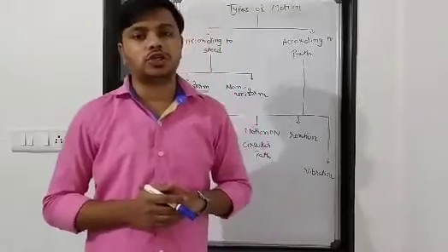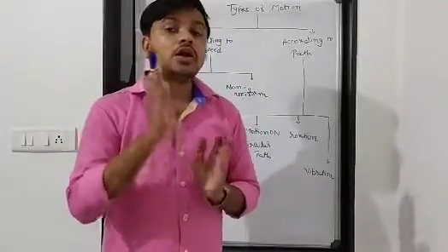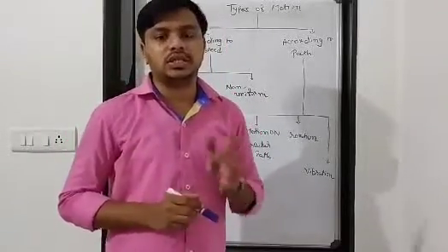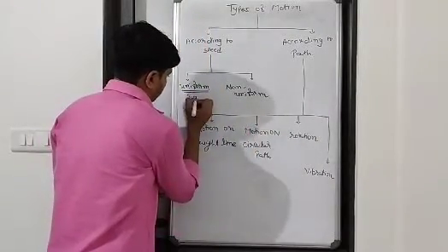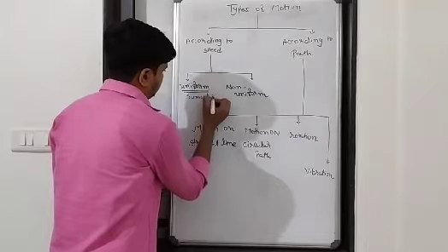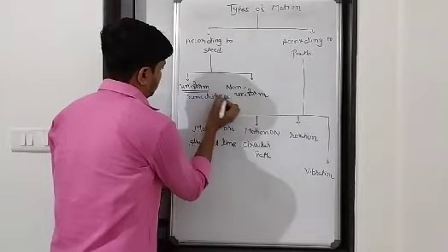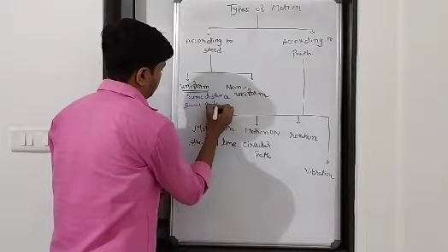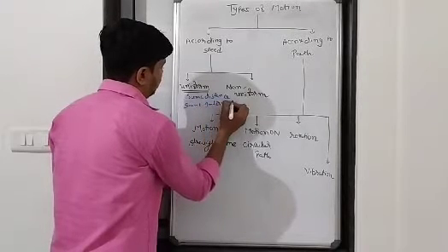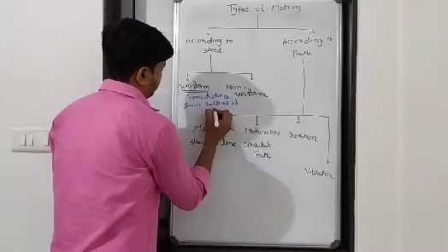So what is uniform motion? When any object covers the same distance in the same interval of time.